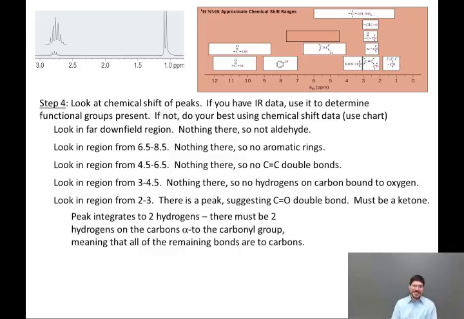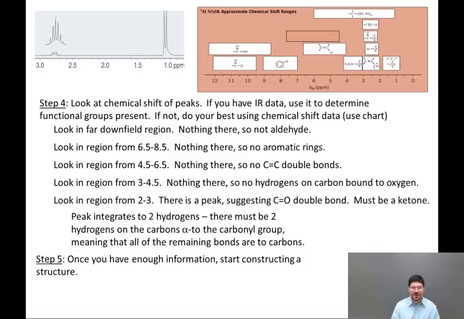So this septet at 2.8 integrates to 2 hydrogens. What that means is there must be 2 hydrogens on these carbons alpha to the carbonyl group, and there have to be 2 carbons alpha to the carbonyl group because this is a ketone. So all of the remaining bonds to those 2 carbons must be to carbons. Remove the ones that have to be to hydrogen and the rest have to be to carbon.